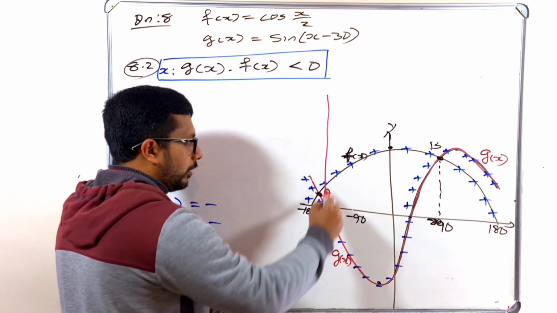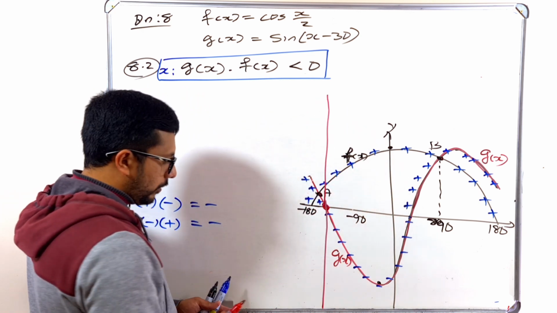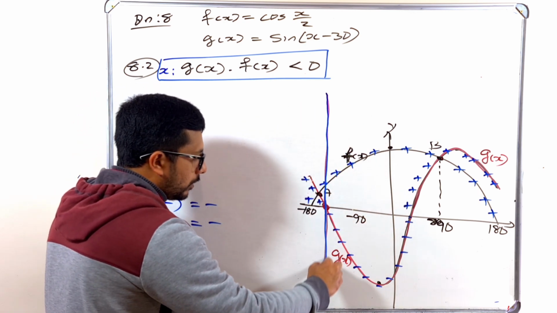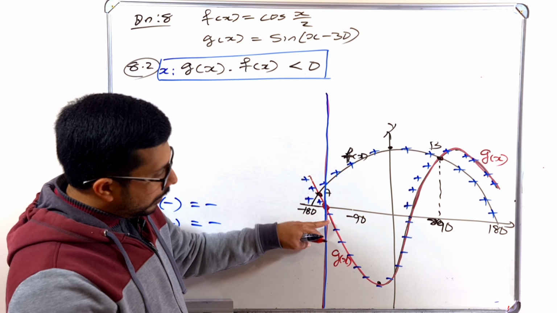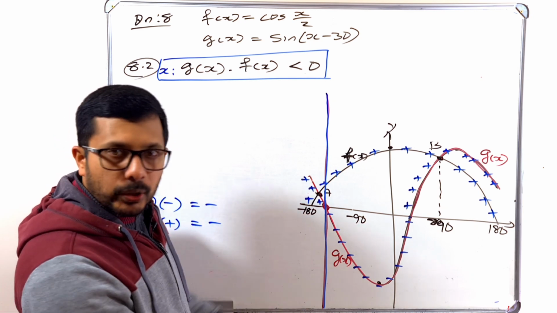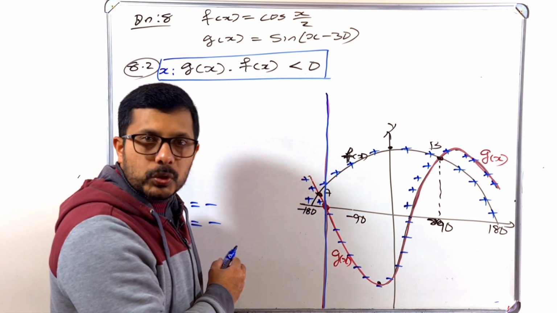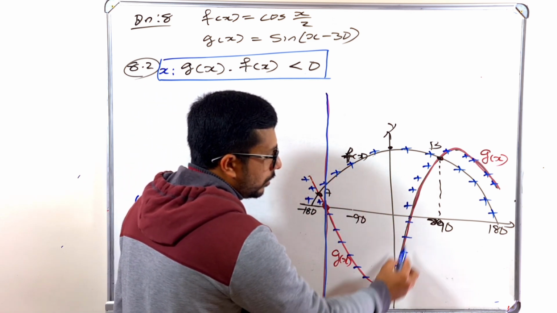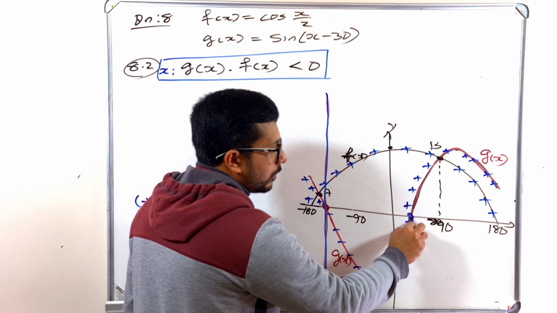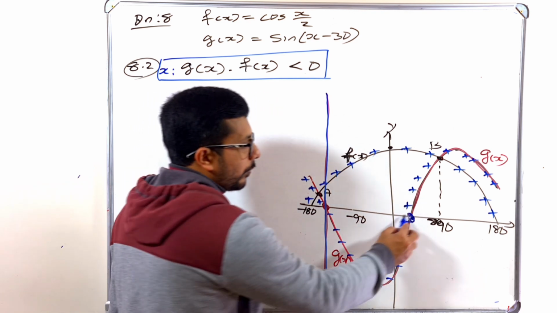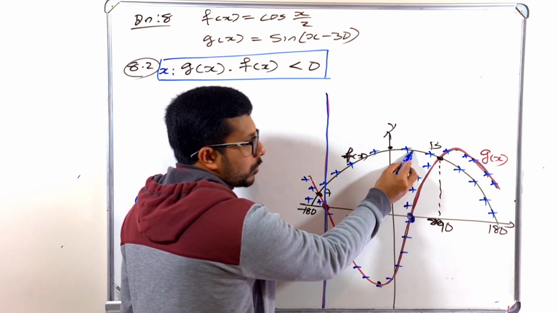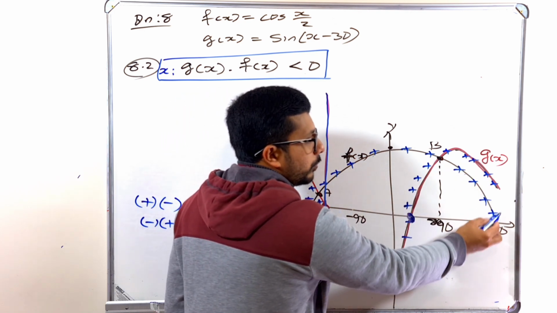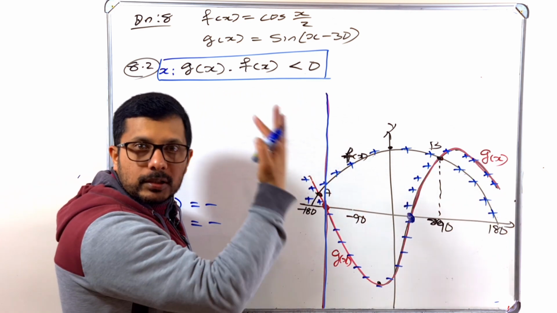Can I see? Let me draw a line there. After this particular point, one graph is negative, below the x-axis, and the other graph is positive. So positive, negative, positive, negative, positive, negative. But after this point, what is happening? Positive, positive, positive, above the x-axis, above the x-axis, above the x-axis.